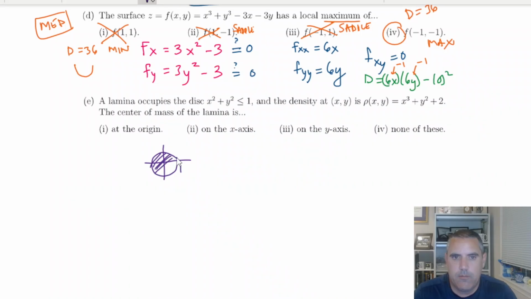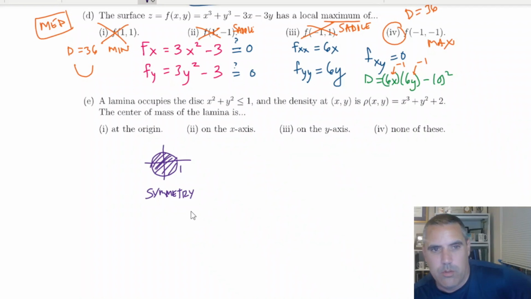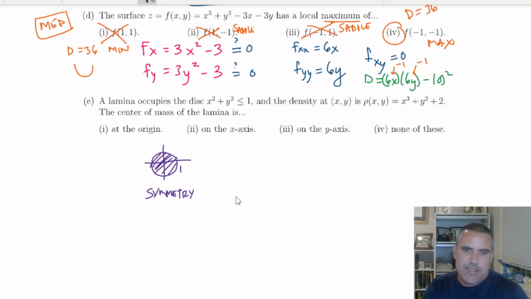That's what they're saying. It's completely symmetric. Now that does not mean that the center of mass is (0, 0). It depends on the density. And this is just generally true about double integrals, that you also have to consider the surface. Double integrals have a surface or a function and a region on the ground. And if you want to use symmetry, both have to be symmetric.